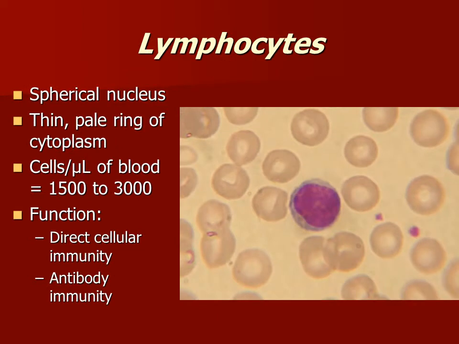Lymphocytes, these are now the agranulocytes. They have a very large spherical nucleus, so it looks like they have very little cytoplasm as compared to the size of the nucleus. They are involved with your defense system, in that they directly play a role with your immune system.